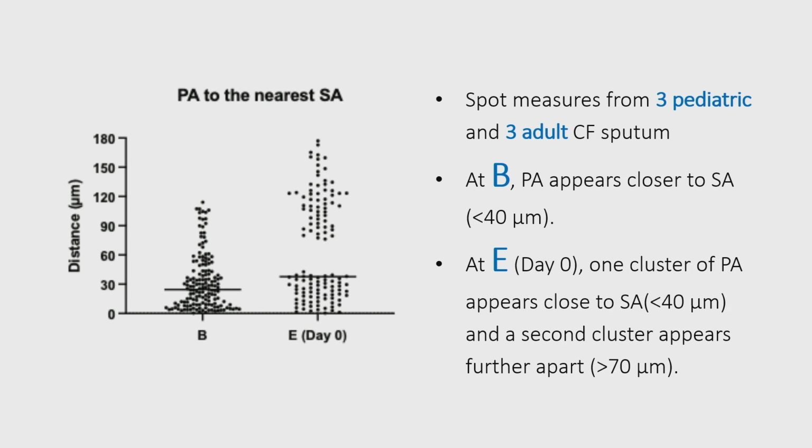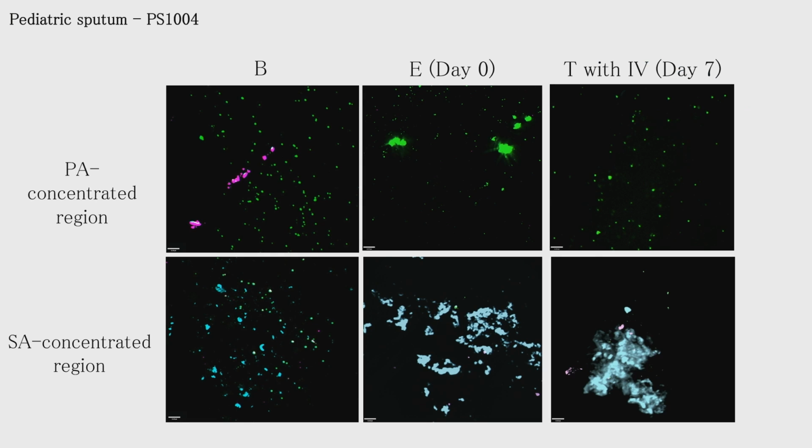And you can see at B, PA appears to be closer to SA, but at E day 0, one cluster of PA seems to be close to SA, and then it starts to move further apart because of these aggregates. So the spatial distance during PEX is changing. And this is just a visual representation of what I'm saying.